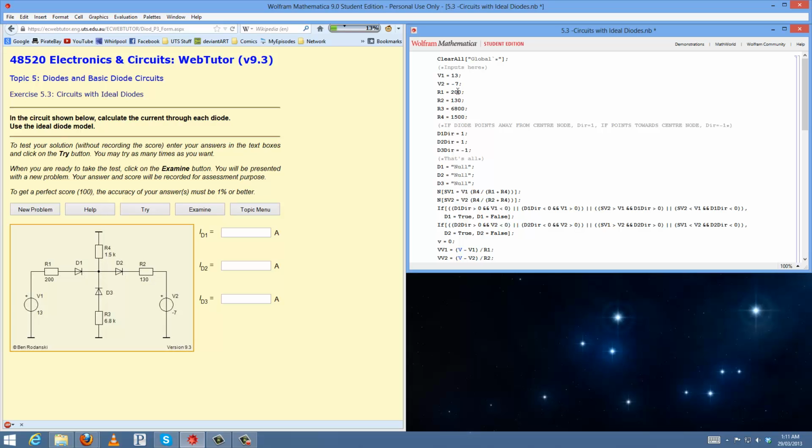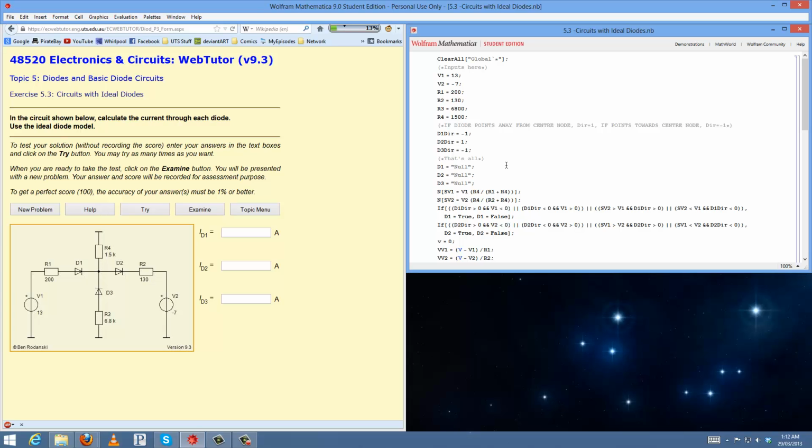R4 is 1500. How these work: if the diodes are pointing out from the central node here, you mark them as one, a positive number. It could be any positive number, but keep it as one for simplicity. If they're pointing inwards, you make them negative one. So D1 is pointing inwards, so it's negative one. D2 is pointing outwards, so it's one. And D3 is pointing inwards, so that's also negative one. From there, you're done, if you trust what I've done with this file.